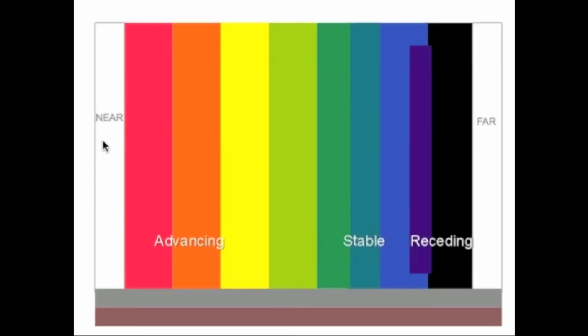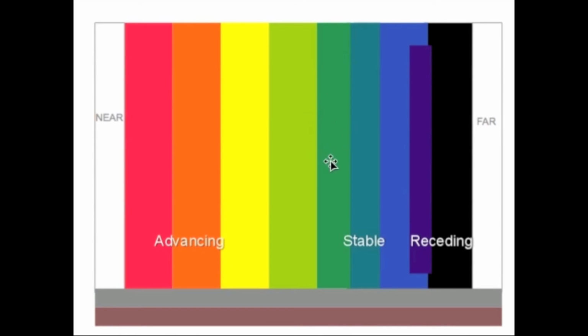If this is really close to you and this is further away, red advances. Orange advances but not quite as much. Yellow advances but not quite as much as orange. And yellow-green starts to sit a little bit in mid-ground, although it has some advancing forward motion. You'll see all these four colors before you'll see any of these.